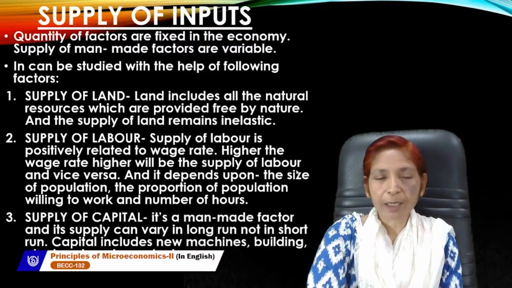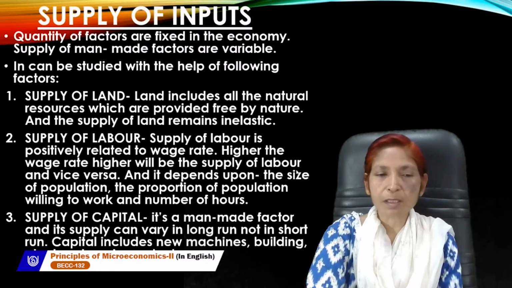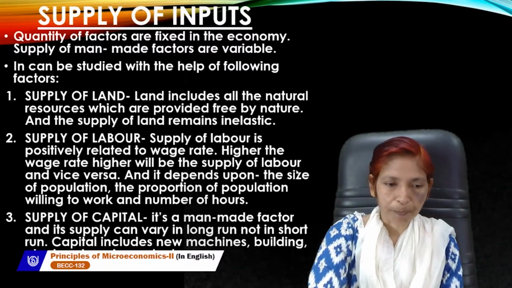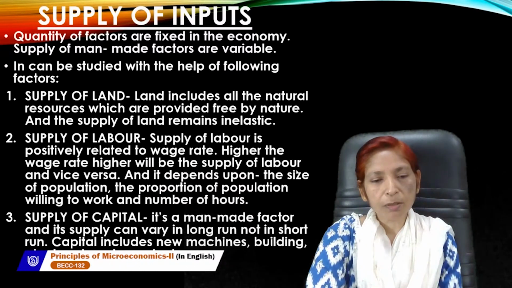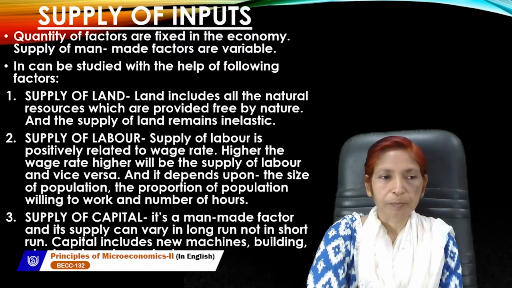Land is perfectly inelastic, which can't be increased or decreased by man, because land is provided by nature at free of cost. So supply of land is inelastic. Supply of labor is also less elastic. And supply of capital is also inelastic in the short period but elastic in the long period. And in capital we include machines, buildings, plant and equipment, etc.